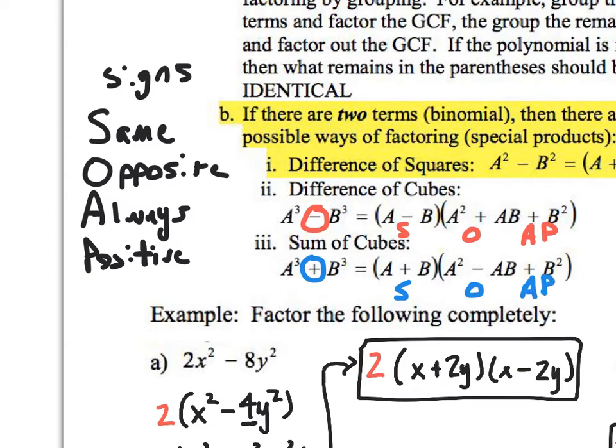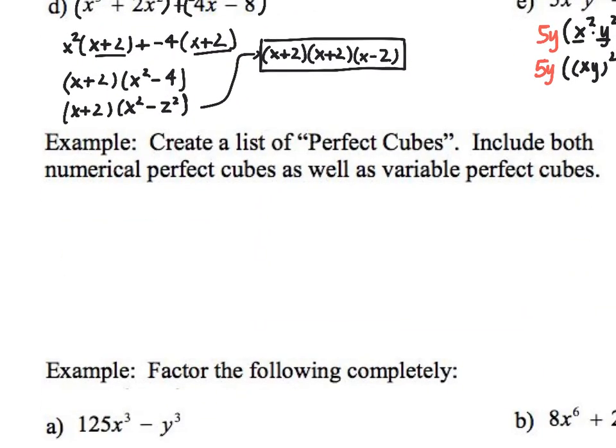So let's go through and create a list of perfect cubes. Include both numerical perfect cubes as well as variable perfect cubes. If I take 1 cubed, 1 times 1 times 1 gives me 1. If I take 2 cubed, 2 times 2 times 2 gives me 8. 3 cubed is 3 times 3 times 3. 3 times 3 is 9, times 3 again gives me 27.